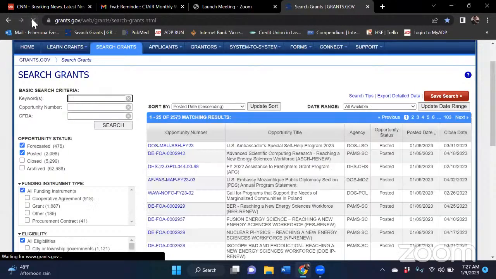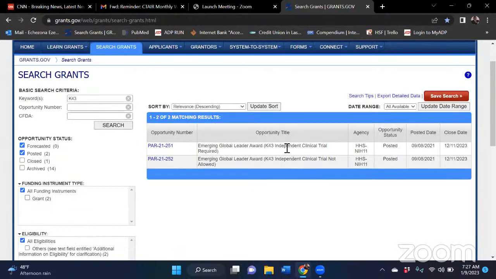So if I go back to all the grants, what you see here is that there are 2,573 grant funding opportunities. When I limit it, I've just put in K43, very specific, the grant I'm looking for, and do search, it goes from 2,000 and comes to 2 grants.